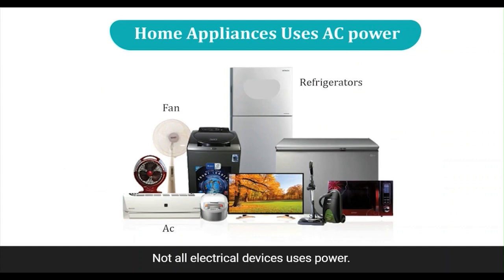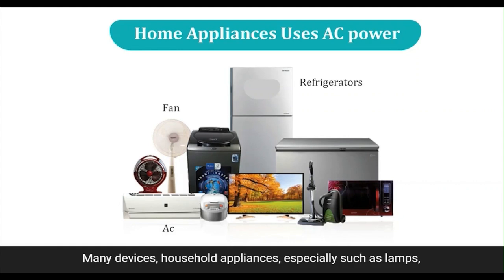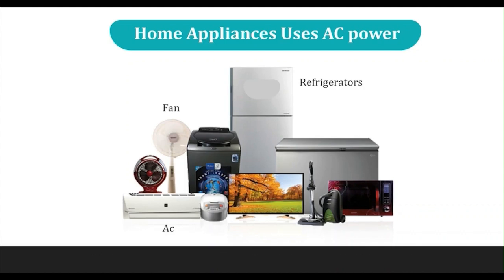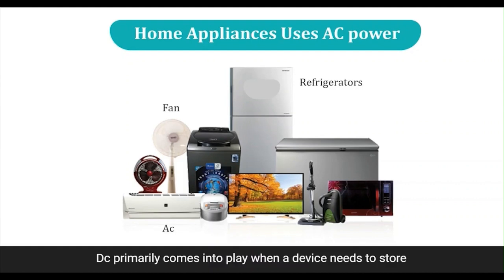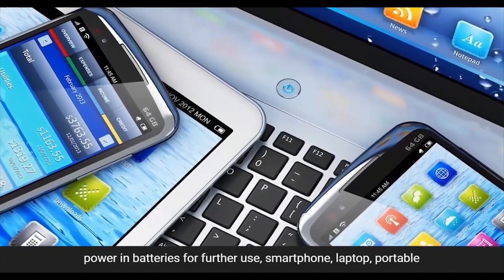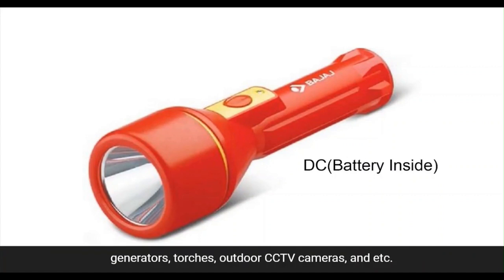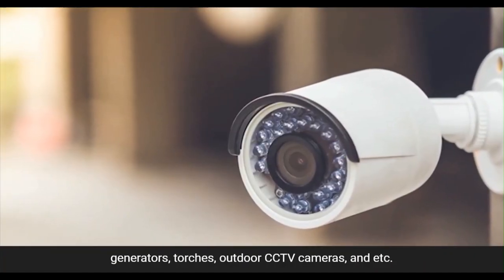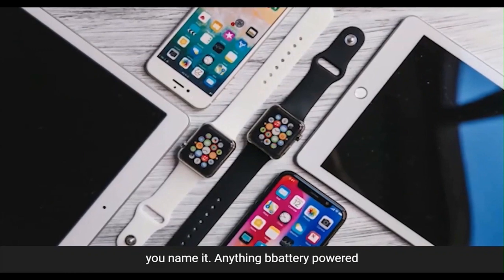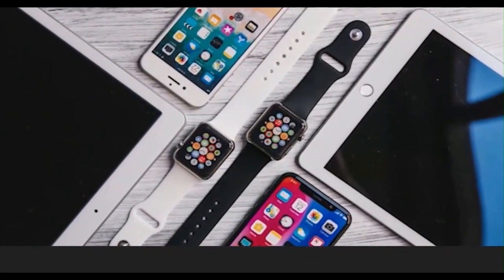Not all electrical devices use AC power. Many devices, household appliances especially, such as lamps, washing machines and refrigerators, all use AC power, which is delivered directly from the power grid via power outlets. DC primarily comes into play when a device needs to store power in batteries for further use. Smartphones, laptops, portable generators, torches, outdoor CCTV cameras, and etc. You name it. Anything battery powered relies on storing DC power.